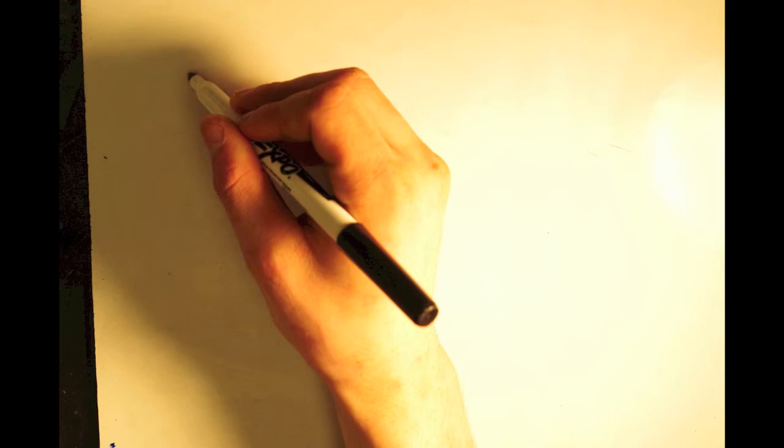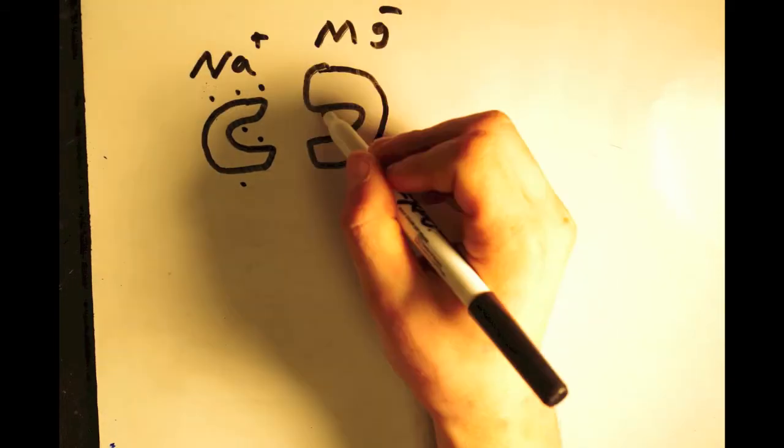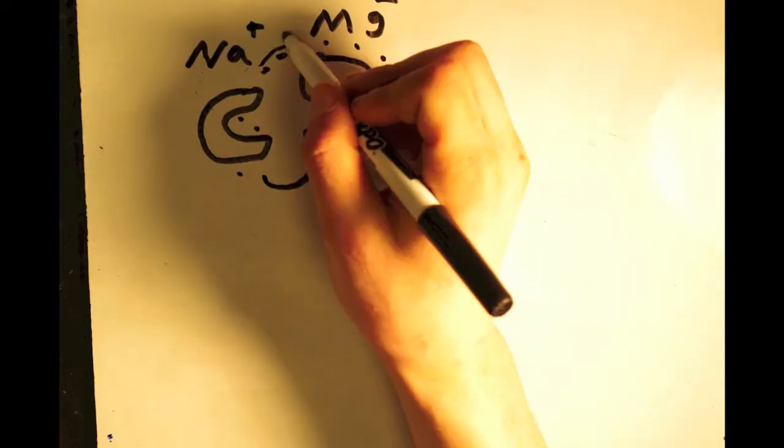Electronegativity is the measure of the ability of an atom in a chemical compound to attract electrons. Magnesium is positive with fewer electrons, so magnesium takes them and they both become an ionic bond.